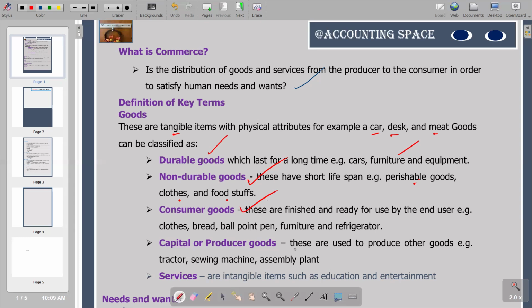The next one we've got is capital or producer goods. These are used to produce other goods, for example a tractor, sewing machine, assembly plant. So we also have those non-current assets being part of capital goods or producer goods that we use to produce other goods.